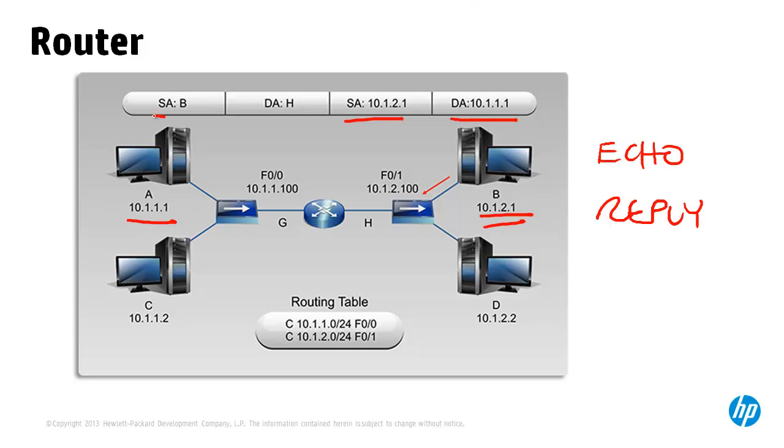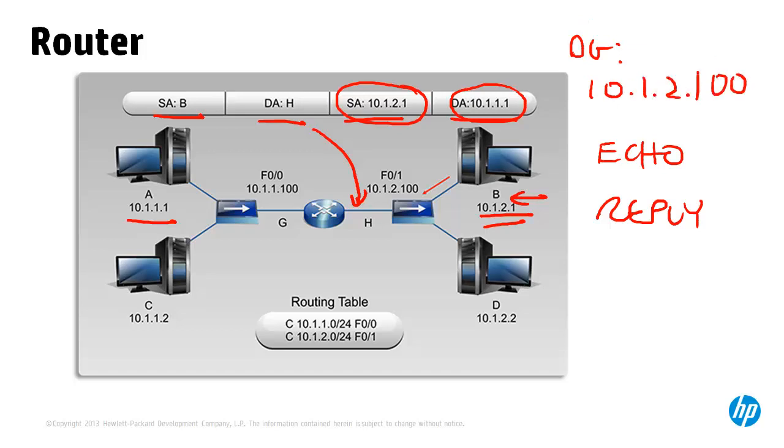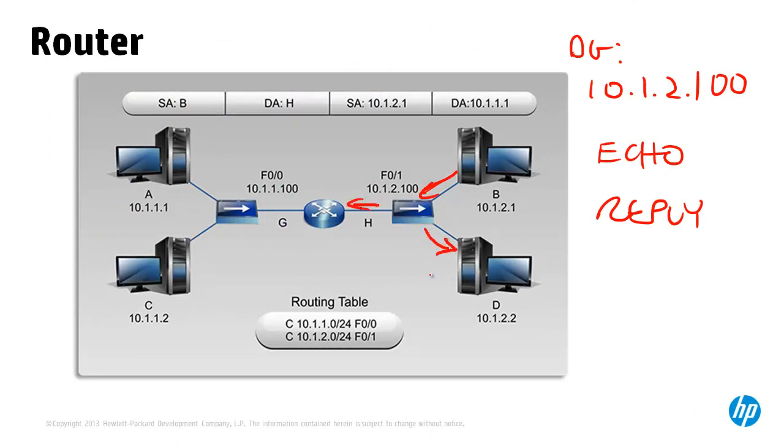The source MAC address is B, but the destination MAC address is the router. Device B is sending the traffic to its default gateway because it also did a logical AND on the IP address, and it worked out that this IP address is on a different subnet to itself. So it's going to forward the traffic to its default gateway, and in this case we would have had the default gateway configured as 10.1.2.100. The hub will flood the traffic out of all ports. D will drop the frames once again because it's not destined to itself.